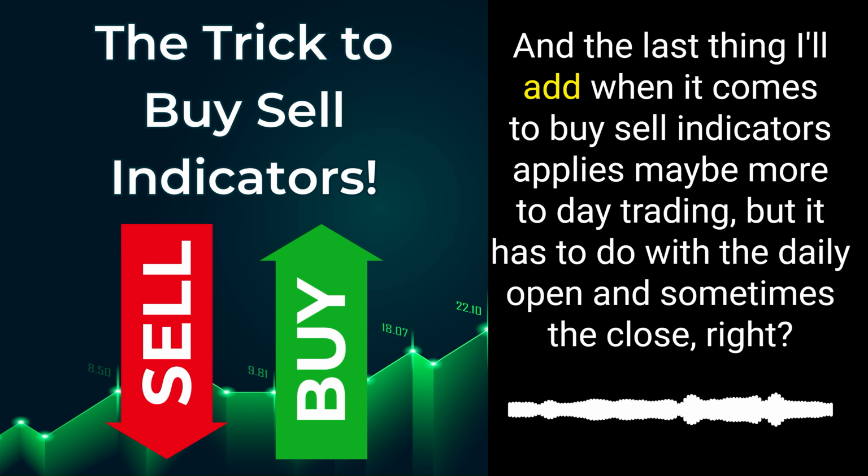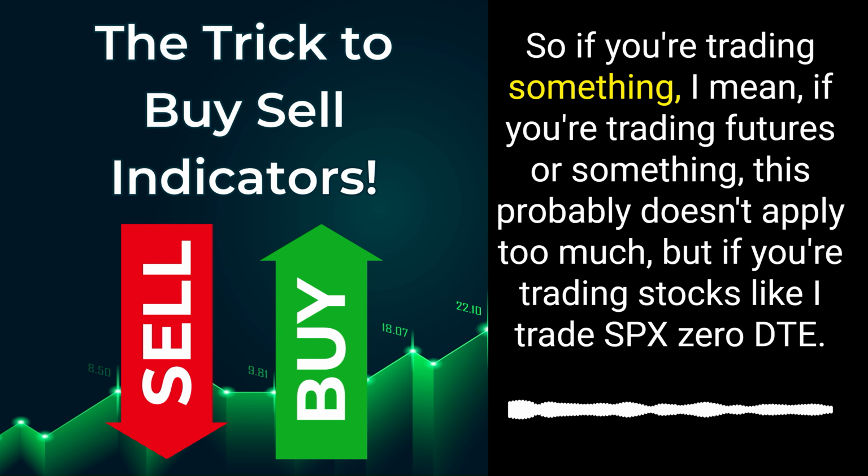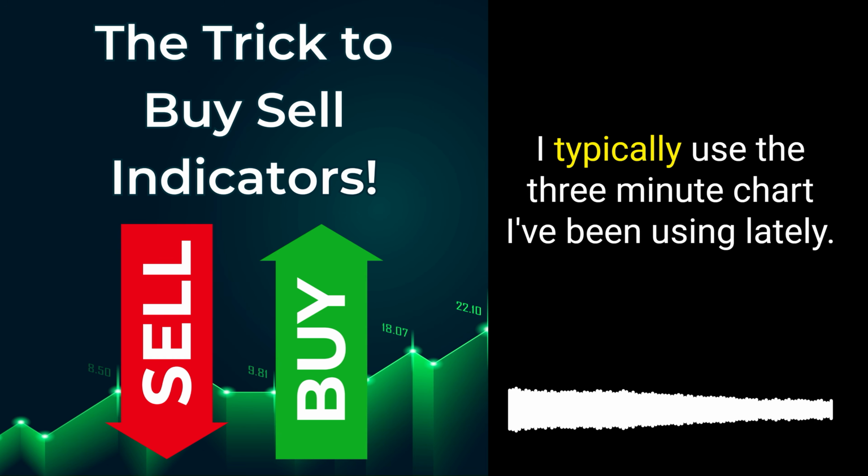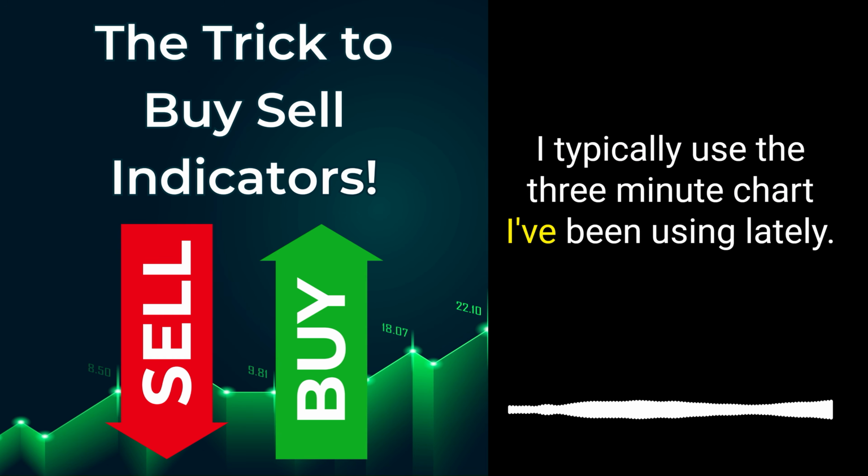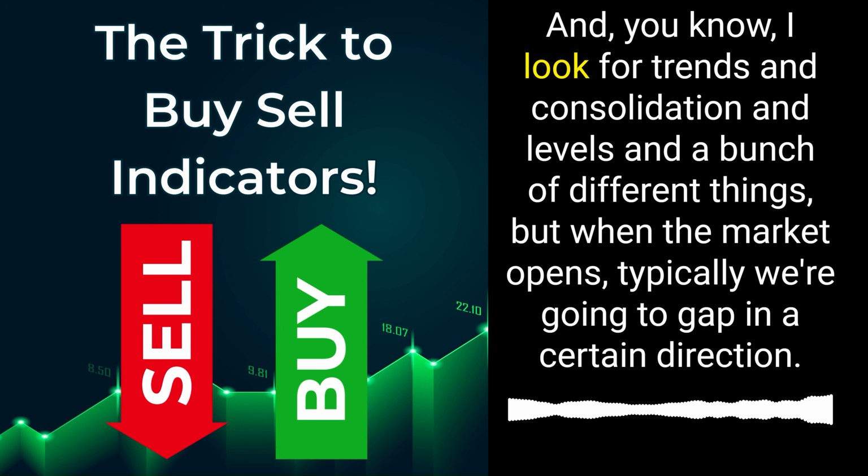And the last thing I'll add when it comes to buy sell indicators applies maybe more to day trading, but it has to do with the daily open and sometimes the close, right? So if you're trading futures or something, this probably doesn't apply too much, but if you're trading stocks, like I trade SPX 0 DTE, I typically use the 3-minute chart I've been using lately. And I look for trends and consolidation and levels and a bunch of different things.